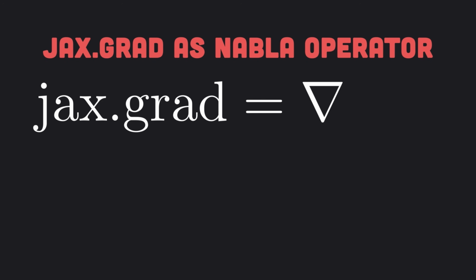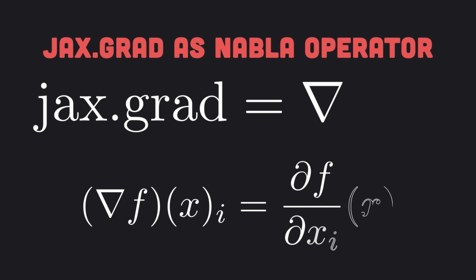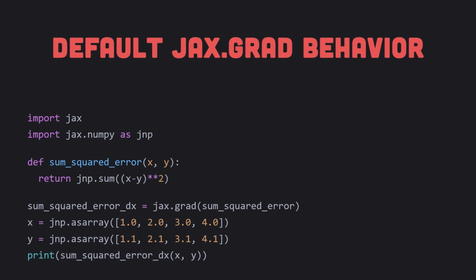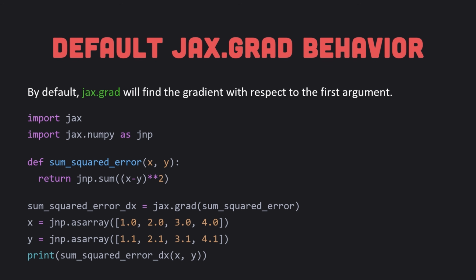You can think of jax.grad by analogy to the nabla operator from vector calculus. Given a function f(x), nabla f represents the function that computes f's gradient. We can also take the derivative of multivariable functions. For instance, I have defined the function sum squared error. By default, jax.grad will find the gradient with respect to the first argument. For instance, over here, sum squared error dx will be the gradient of sum squared error with respect to x.